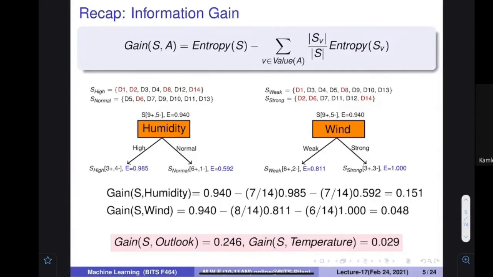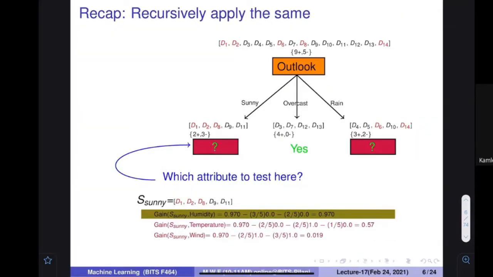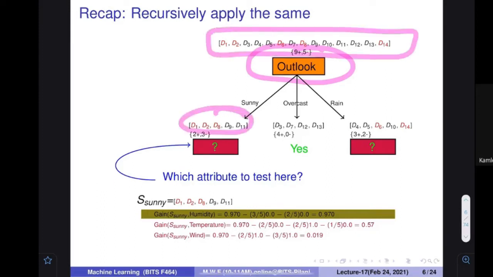Here is an example that shows how to find the information gain for humidity and the information gain for wind, and this is the computation we did in the last class. We saw that if we find the information gain for all the attributes, outlook has the highest value. So we put outlook at the root, and based on that the complete database is divided into three parts. This is the first part, this is the second part, and this is the third part.